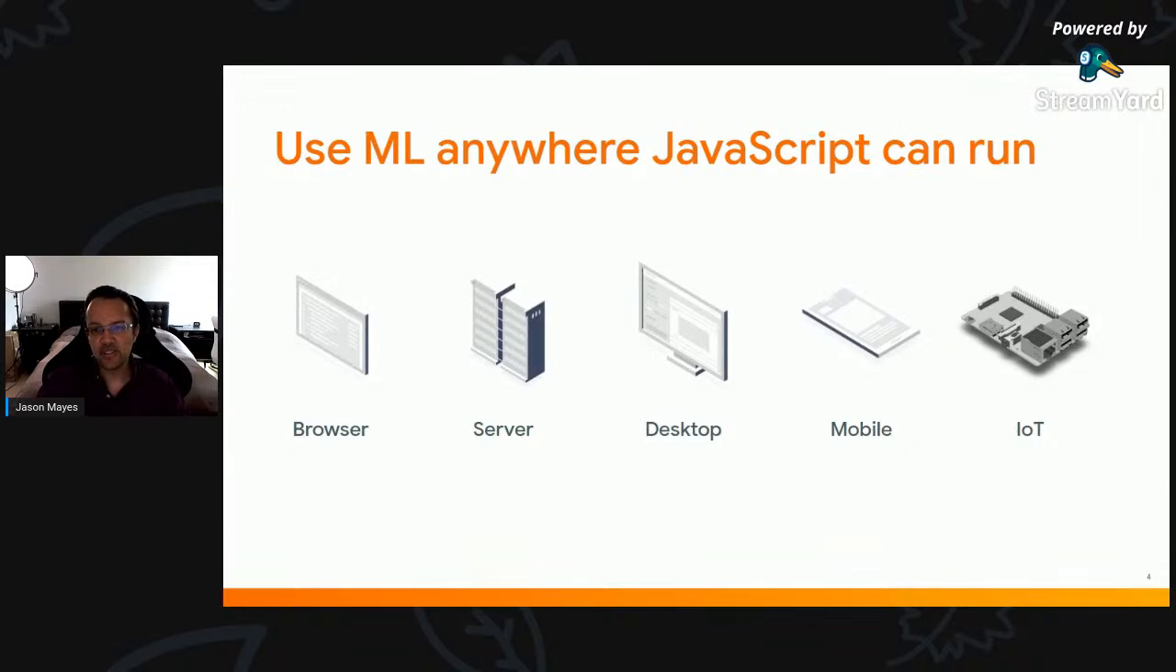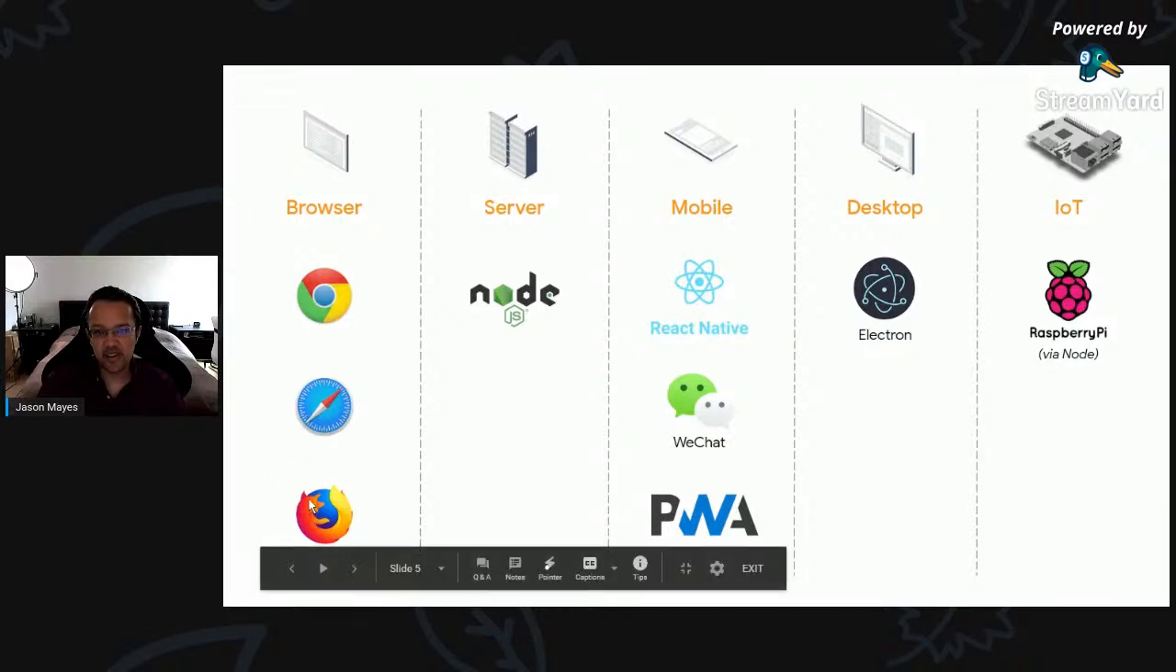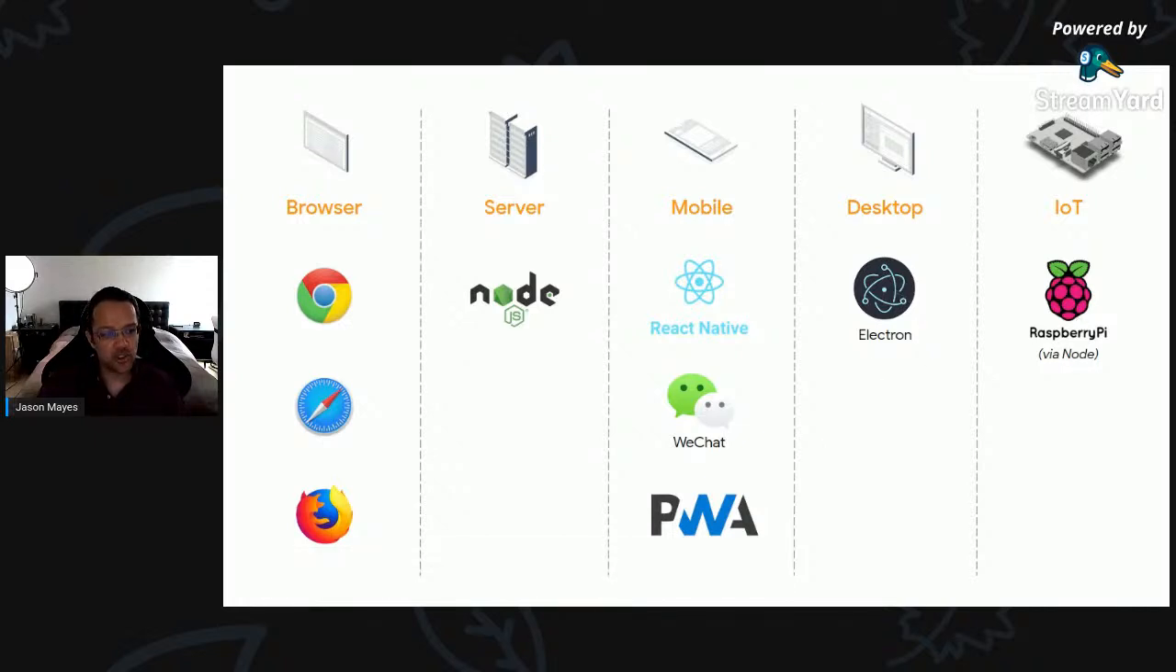Essentially, it allows us to use machine learning anywhere that JavaScript can run. And that means it can run in the web browser, on the server side, on desktop native, on mobile native, and even on Internet of Things. And if we dive into each one of these stacks a little more, you can see many of the browser and other technologies that you might be familiar with already. So we've got the common web browsers on the left-hand side here, Node.js, React Native, WeChat, progressive web apps, Electron for desktop native, and even Raspberry Pi, because you can actually install Node.js on Raspberry Pi, and that means we can run on there as well.